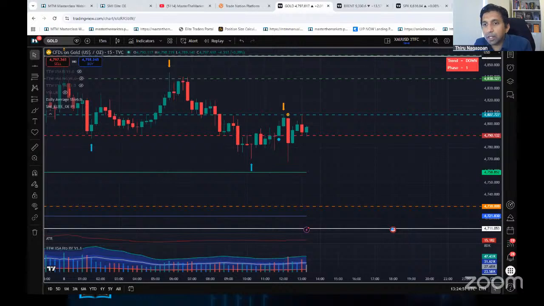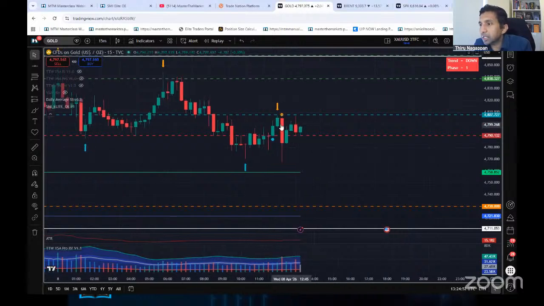And in terms of the timing, what we are looking at is the high of this bar, which is at 4807, right? So I'll put it at 4808. I'll give out the trade call here. I'll put it on Zoom, and then the team can put it on Telegram. So entry is going to be at 4808.